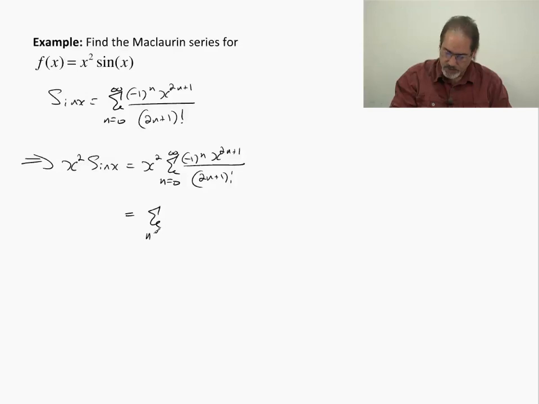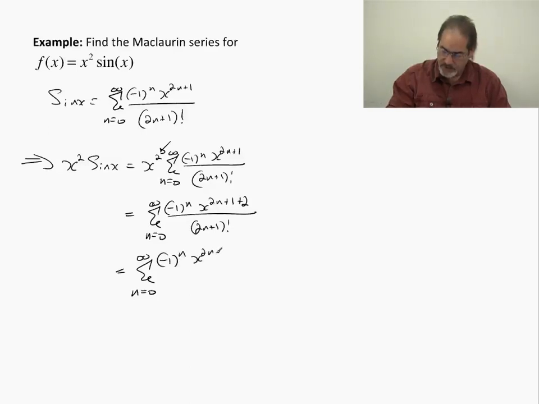which is equal to the sum n equals 0 to infinity negative 1 to the n x to the 2n plus 1 plus 2, that's my 2 right there, divided by 2n plus 1 factorial. And I will rewrite this just one more time, although I'm sure you can see right away where I'm going with this. Negative 1 to the n times x to the 2n plus 3 over 2n plus 1 factorial. That's it.